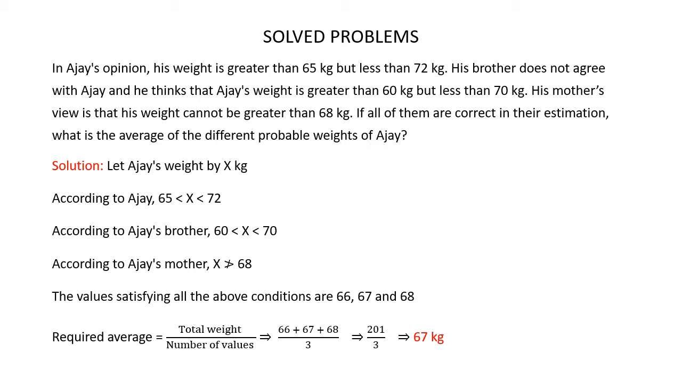So the required average is equal to total weight divided by number of values, which is 66 plus 67 plus 68 divided by 3, because there are 3 values here. The number of values is 3 and total weight is the sum of these 3 weights. So 66 plus 67 plus 68 is 201. 201 divided by 3 is 67 kgs. So the required average is 67 kgs.